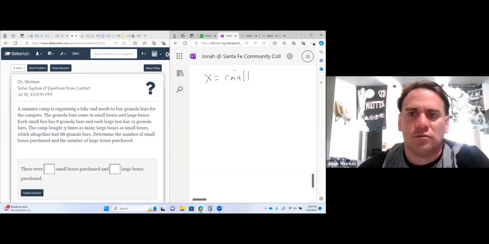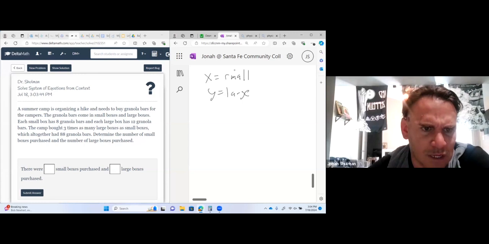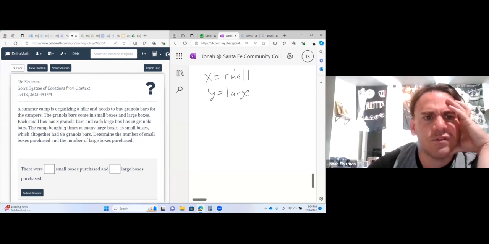Y is large. The camp bought 3 times as many small boxes, and which altogether had 88 bars in it. Okay, so they gave us the amount. So they didn't give us the other one.